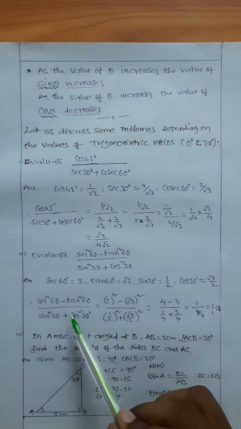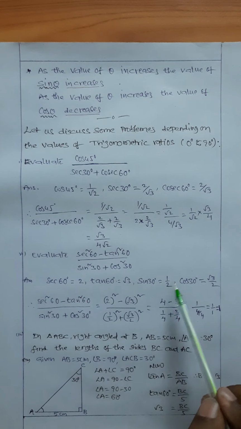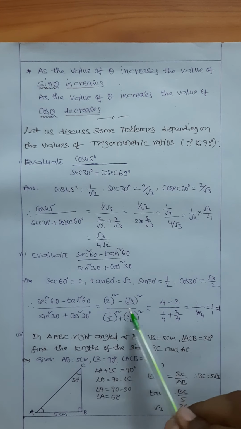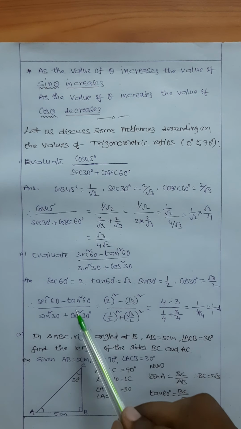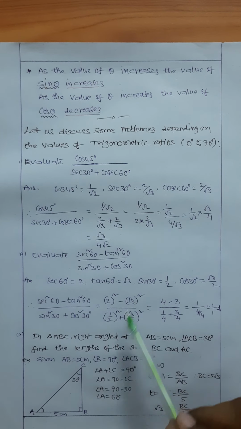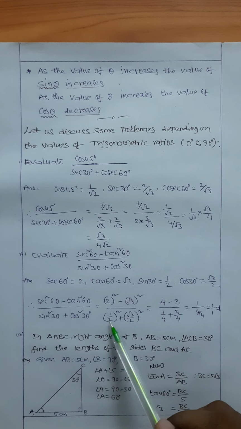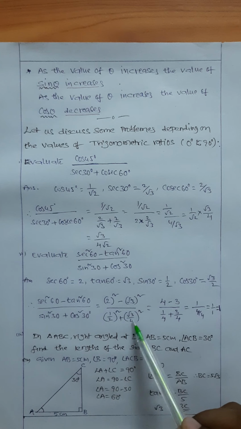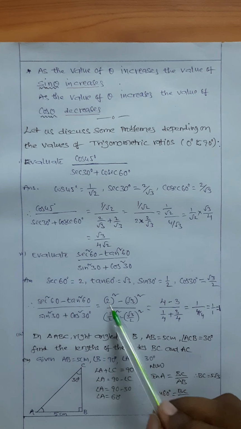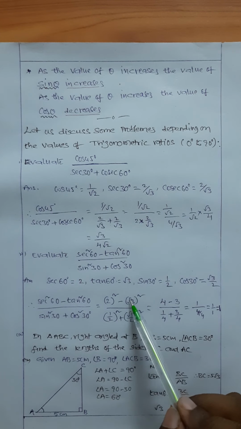So again, take the expression and substitute the corresponding values in this expression. We get 2 square minus secant 60 is 2, that is 2 square, tan 60 is root 3, that is root 3 square, sin 30 is half square, plus cos 30 is root 3 by 2, root 3 by 2 whole square. It is 2 and root 3 square, and the square and root are cancelled.